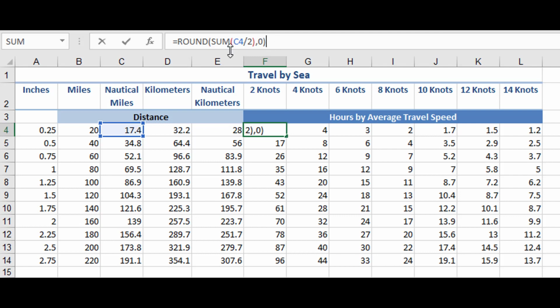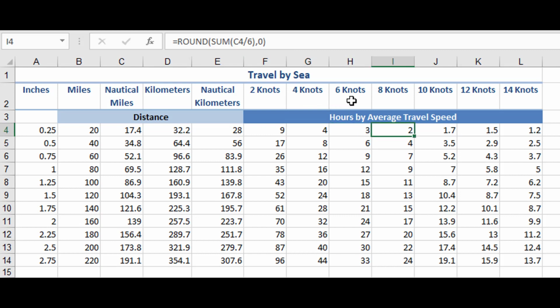What is it doing? It's taking nautical miles, which in this case for 20 miles on land it would be 17.4 nautical miles, and we are dividing that by 2 because this is the 2 knots column. That's the speed that we are traveling at. If we were to move over to the next one, you'll see we are dividing by 4, right? Because that's the 4 knots column. Can you guess what's next?